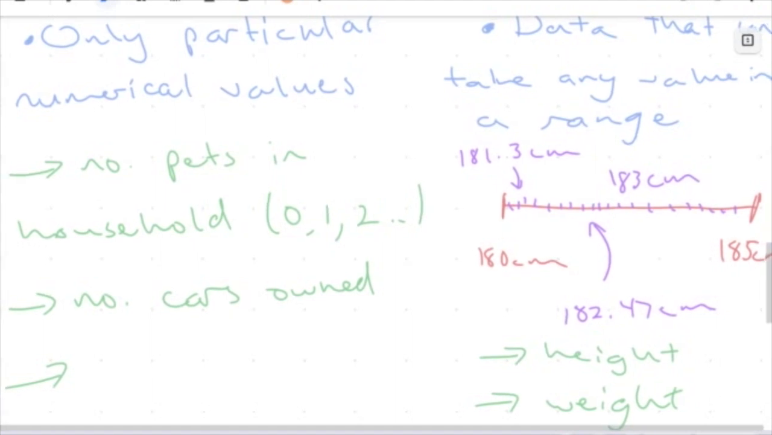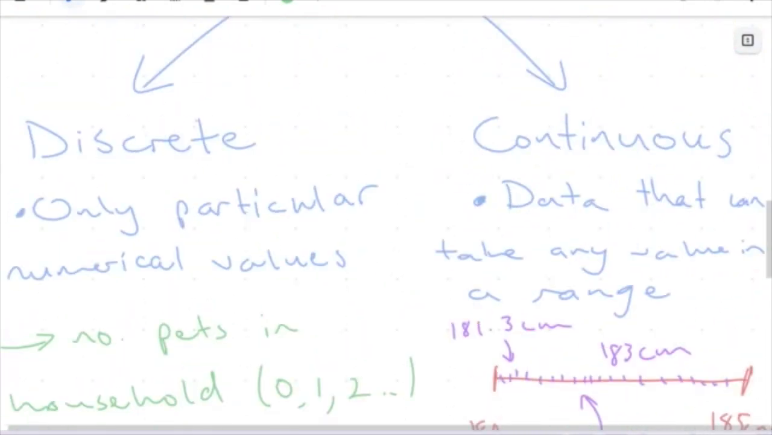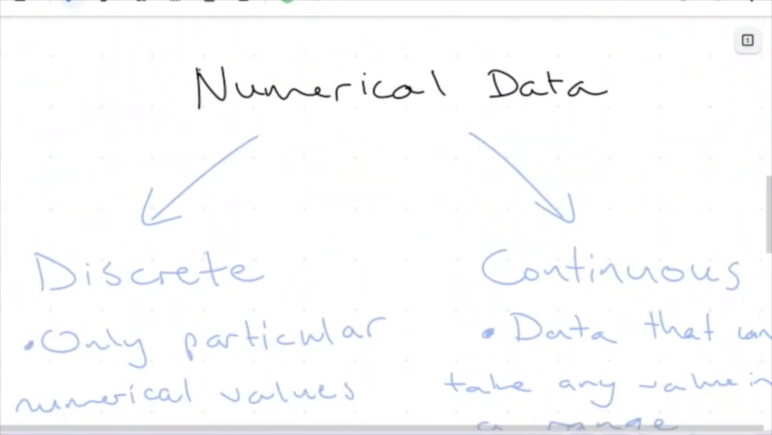So that's how we can define continuous. Now have a go at maybe 1 or 2 more that you can think of in this continuous numerical data category. So now we have defined these 3 types of data that we're going to be dealing with in this topic.